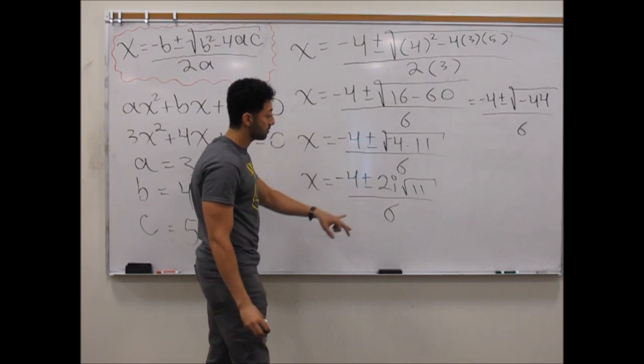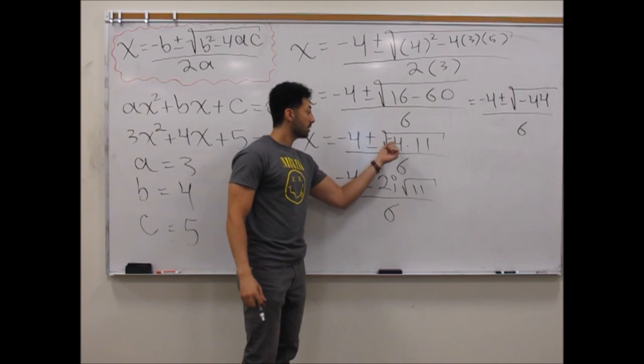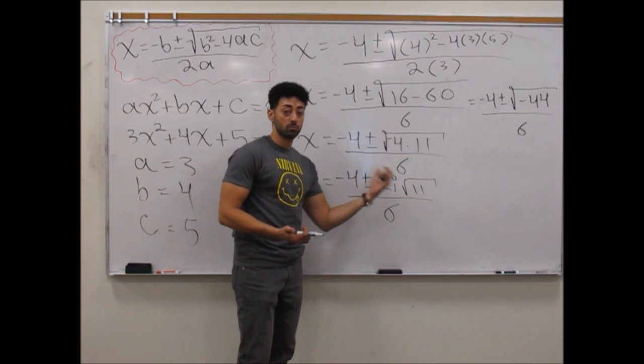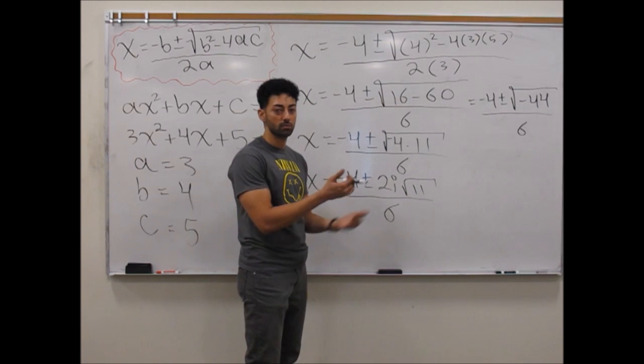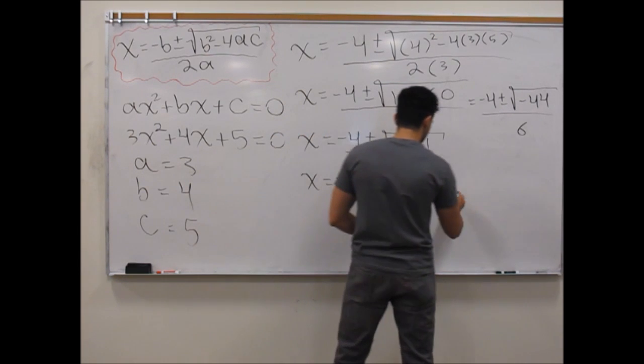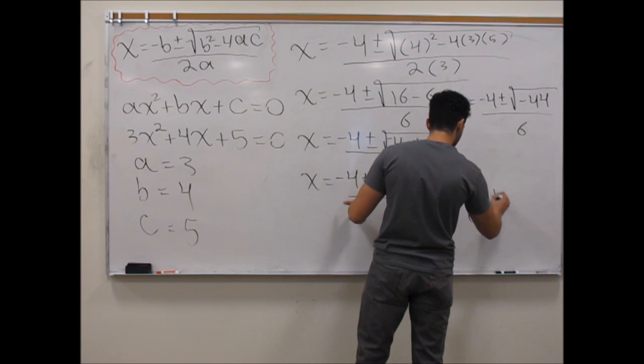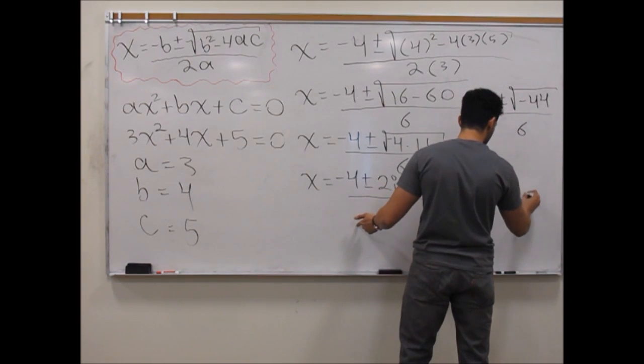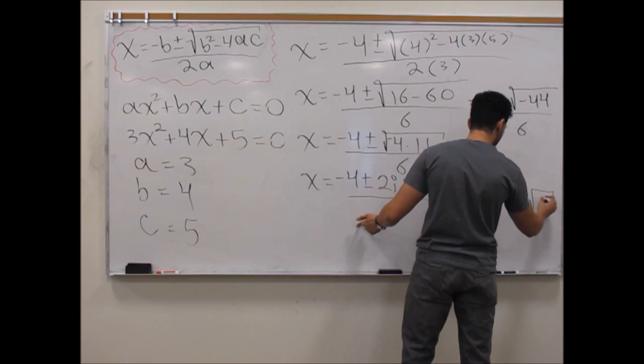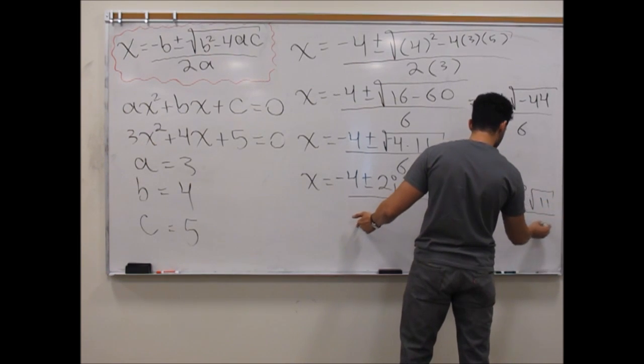Now we're going to split up the LCD. The reason it came out as an i is because when you have a negative under the radical, it comes out as an i. So then you get negative 4 over 6 plus or minus 2i rad 11 over 6.